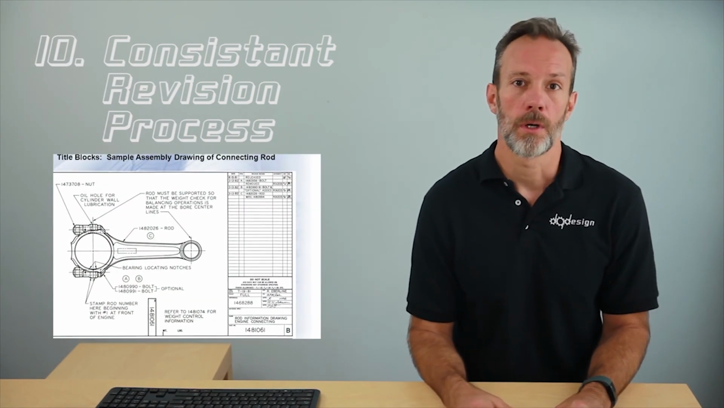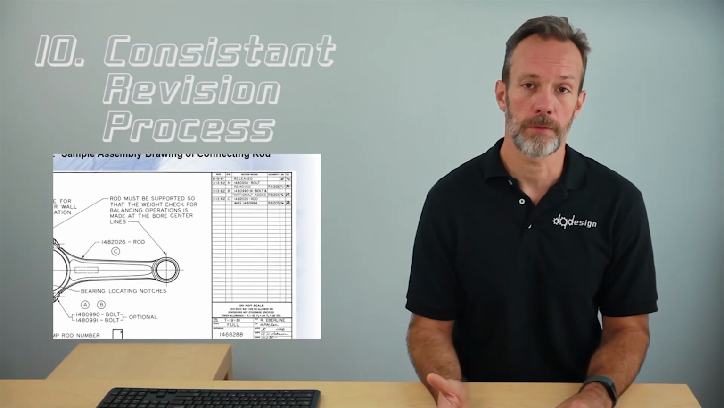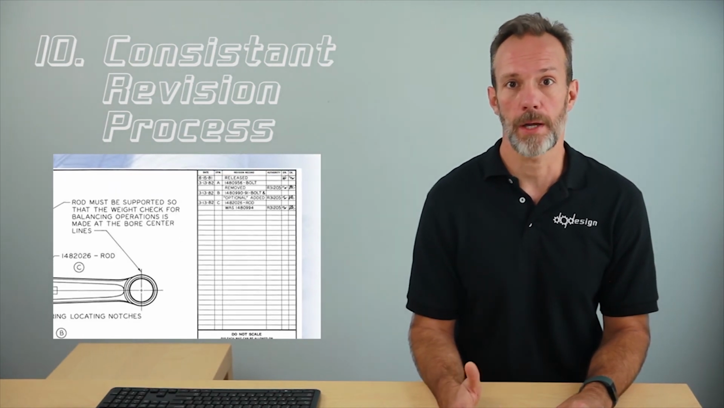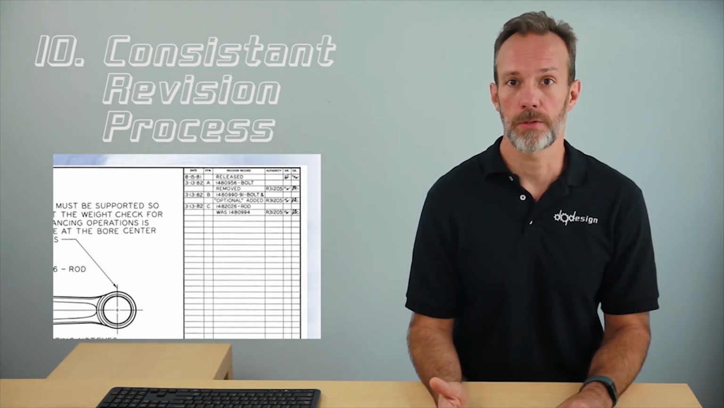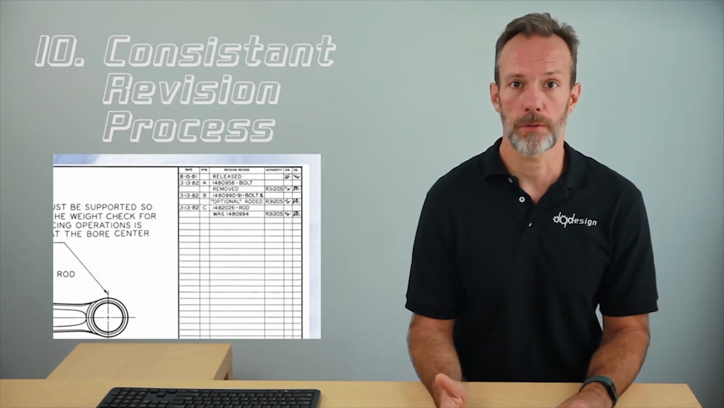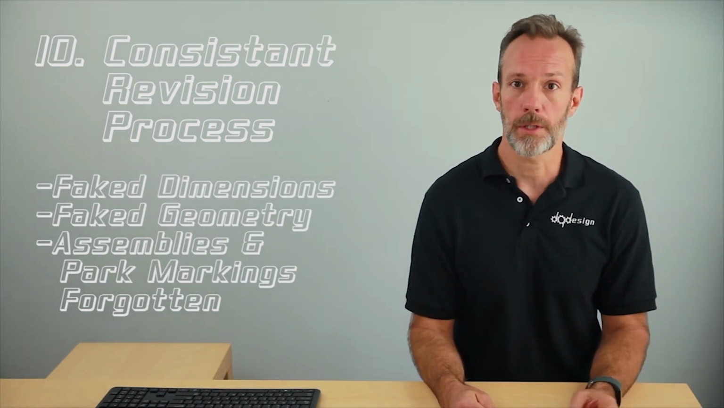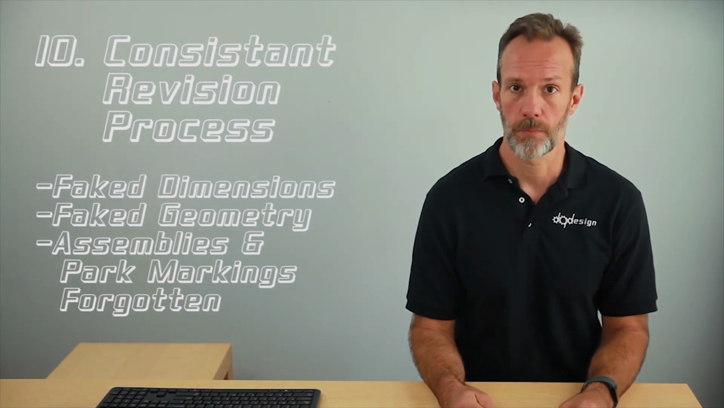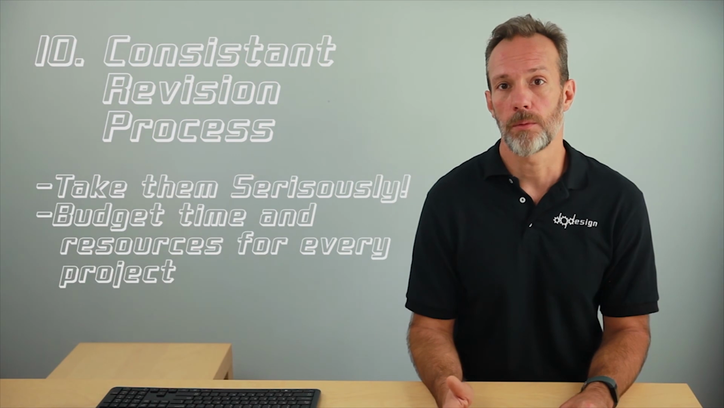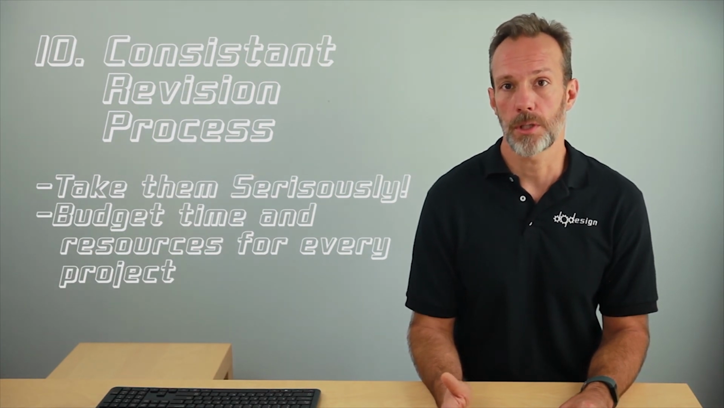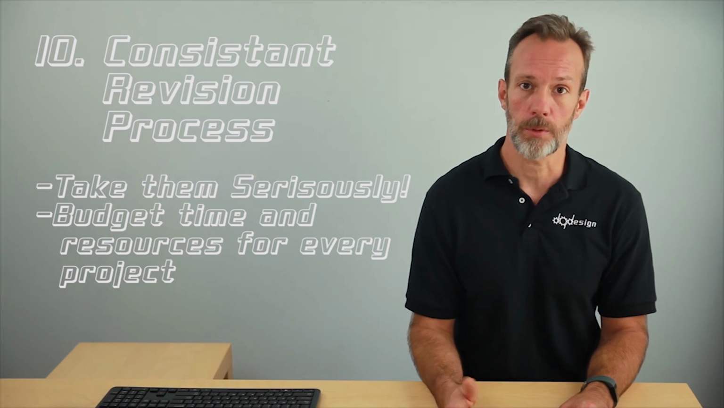And number 10, consistent revision process. Revisions are a part of every good design process. Unfortunately, they typically come after the design phase is complete. The budget has been spent and the staff are on to the next job. So when a change is needed, it doesn't get the same level of attention the rest of the process did. This is when things get changed without consideration of their systemic impact. Dimensions get disassociated, geometry gets fudged, and the assembly or installation procedures and part markings are forgotten. It can't be understated the importance of taking revision seriously. And if it's a budgeting issue, perhaps this should be built into the job or department from the beginning.